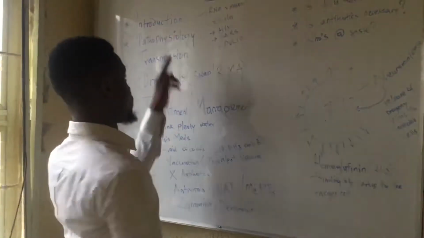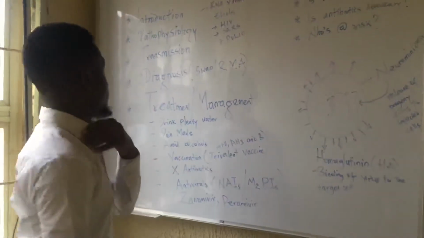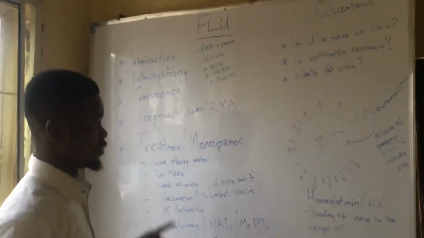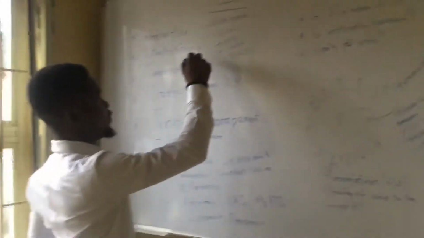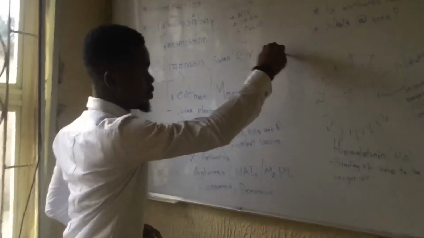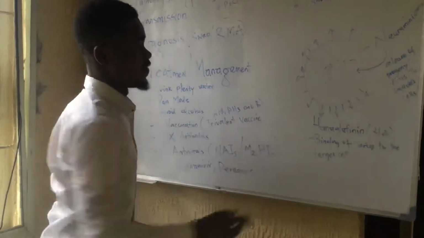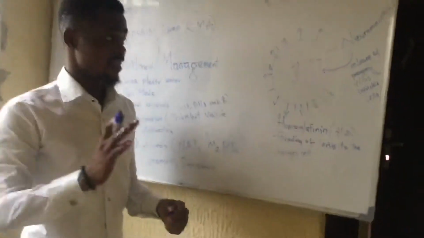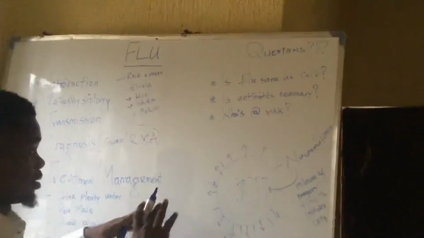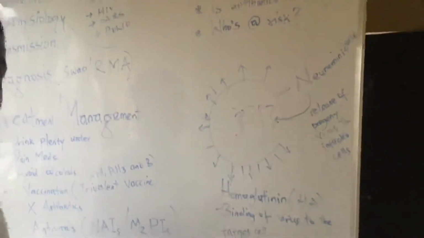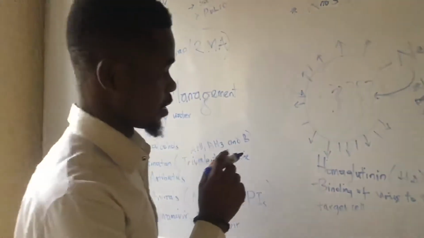Okay, all right. Still looking at pathophysiology. Understanding the pathophysiology of this flu, we have to go back to these. First of all, you have to understand the virus structure. Majorly, we're looking at the outside of the virus.